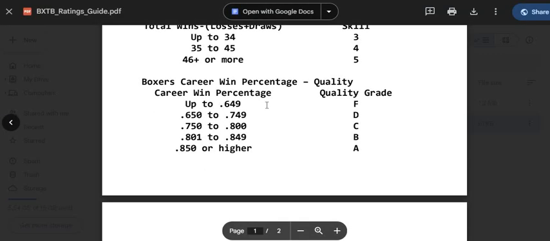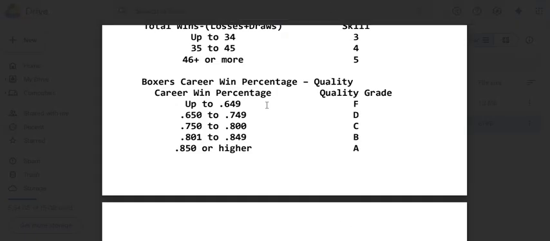The win percentage is very simple, right? You divide their wins by their total bouts.